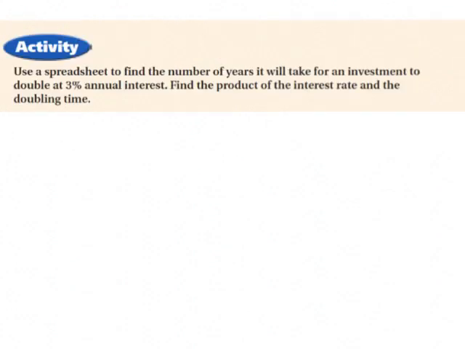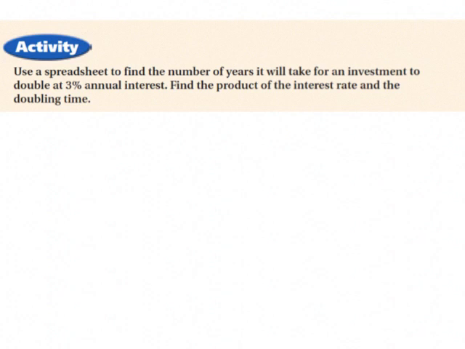In this activity, we're going to use a spreadsheet and find the number of years it would take for an investment to double at 3% annual interest. Then we're going to find the product of the interest rate and the doubling time. Now, in order to do that, we need to work with the compound interest formula.